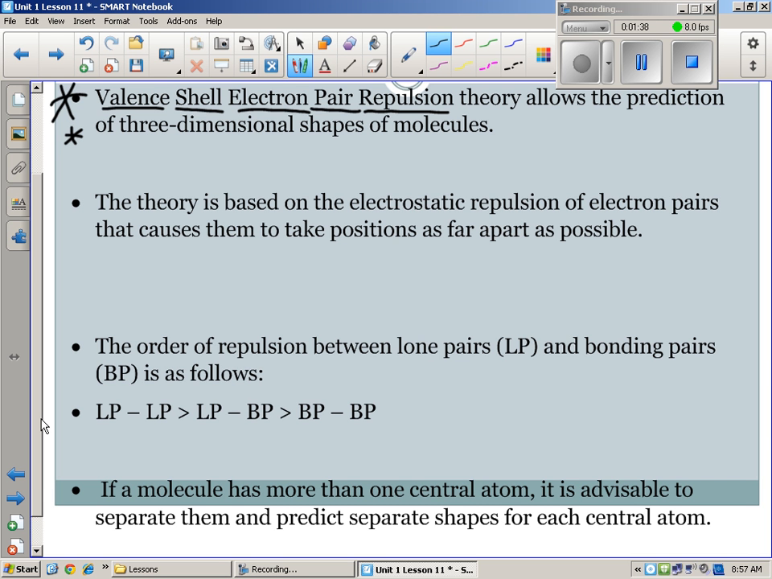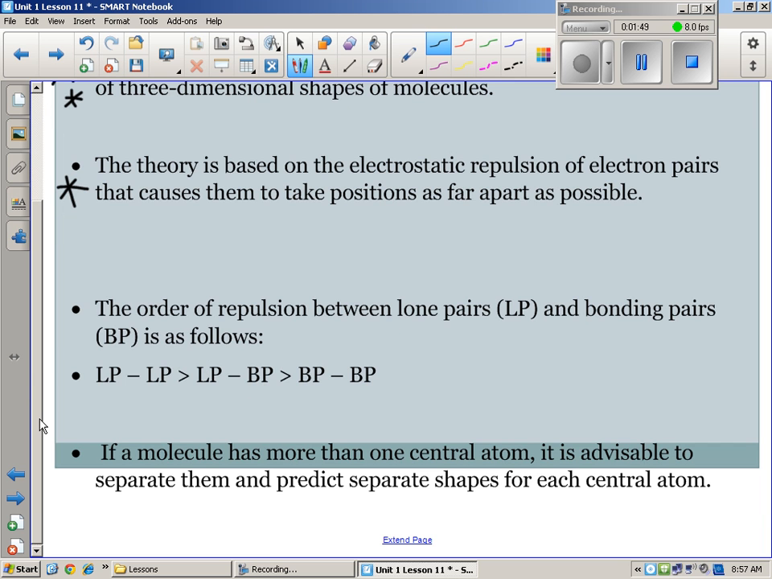The theory is based on the electrostatic repulsion of electron pairs that causes them to take positions as far apart as possible. Also, make sure you know that as well. This isn't going to make a lot of sense for you right now. Basically, the LP stands for lone pairs, and BP doesn't stand for Boston Pizza. It stands for bonding pairs. Okay, and I'll show you that a little bit later here, I think.